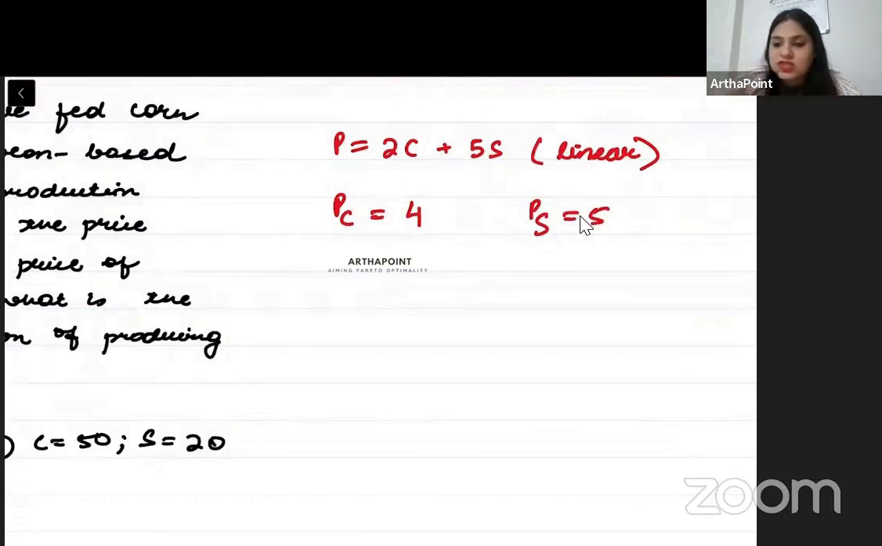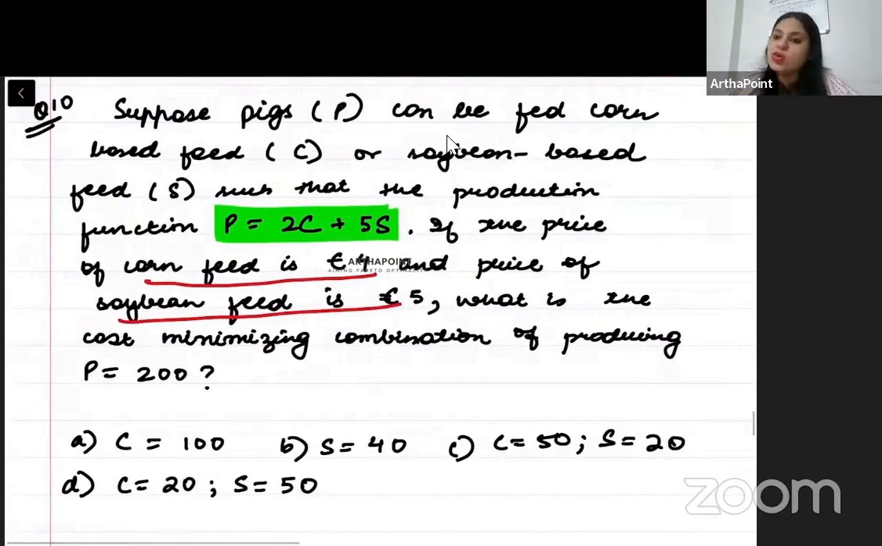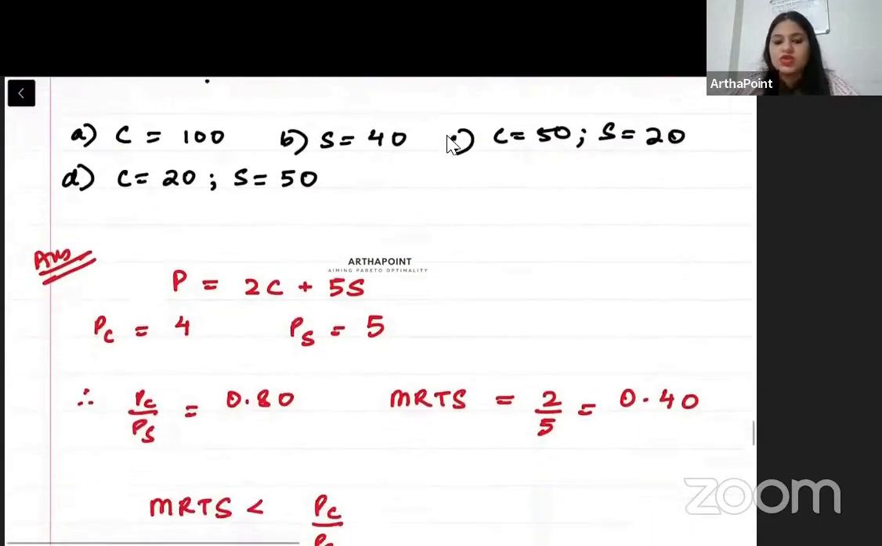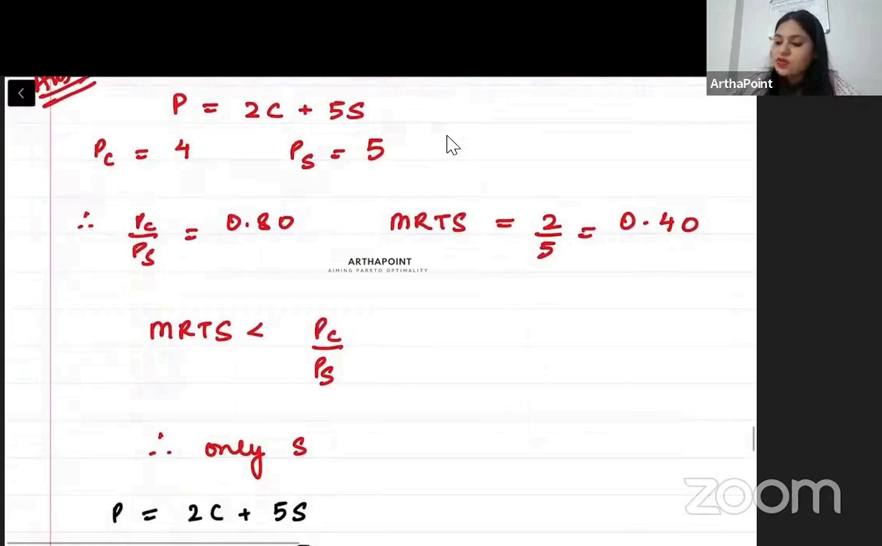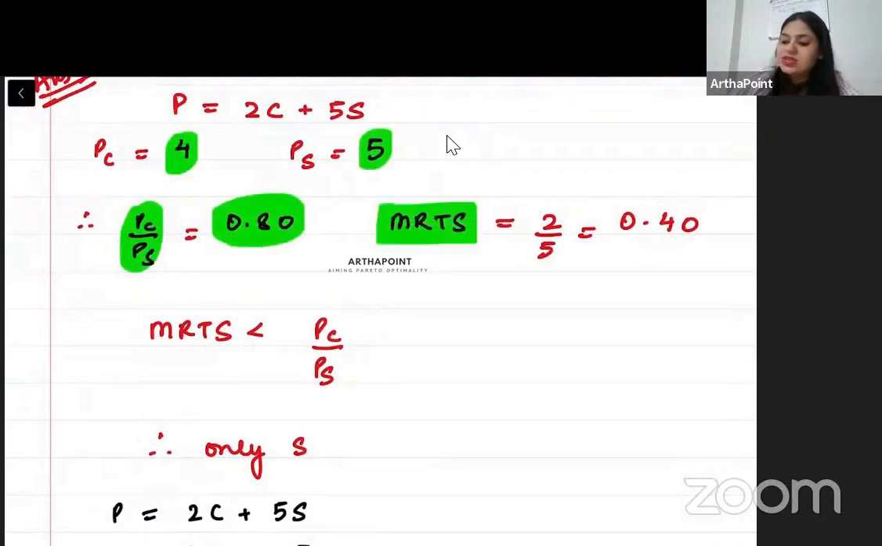We know the ratio of these two inputs. We can check whether the MRTS is greater than or less than this ratio, and then we can check which input to use. So let's try that. If we notice, the price ratio PC by PS will be 4 by 5, which is 0.80. Our MRTS is the slope of this.